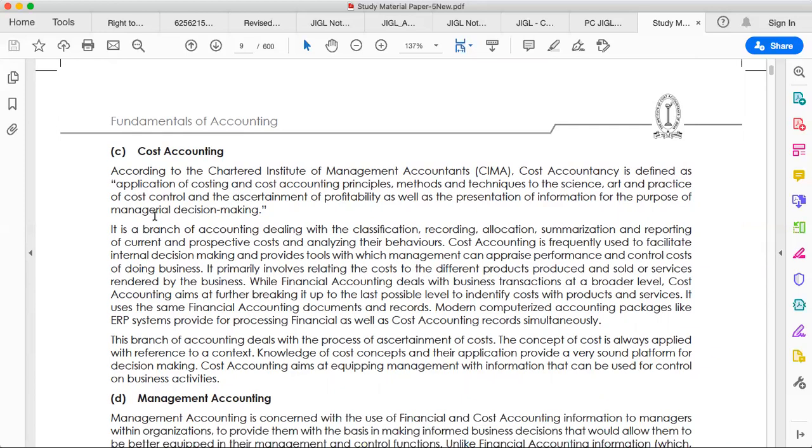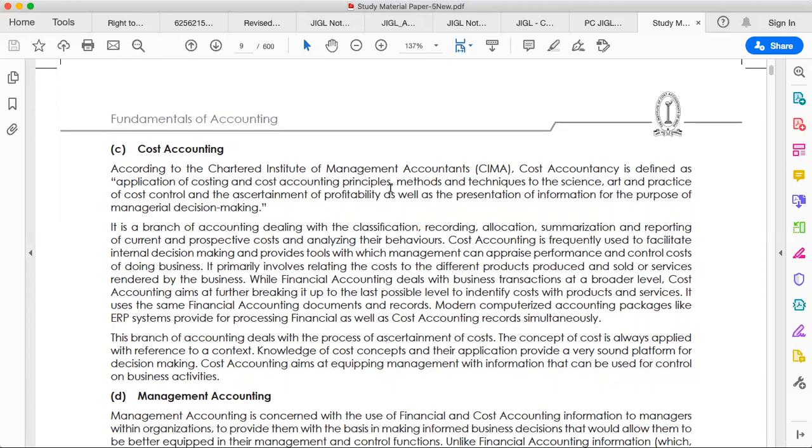So what definition our institute gave is application of costing and cost accounting principles. Okay, so there are many principles which govern this. So how it will be recorded, then principles, methods, techniques to the science, art, and practice of cost control and ascertainment of profitability, as well as the presentation of information for the purpose of managerial decision making. Okay, so what you will follow is normal accounting principles, methods, and techniques which are generally followed to the science, art, and practice of cost control.